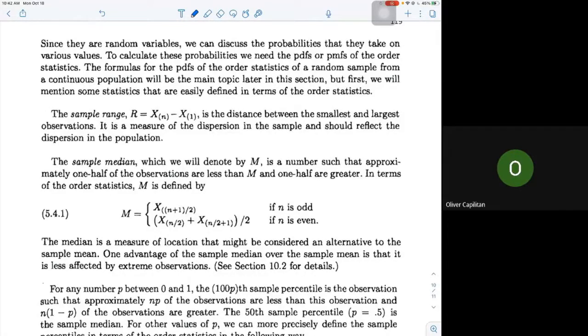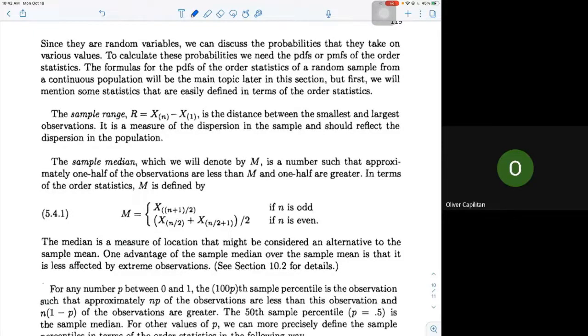We have the sample range denoted by R. It's actually the difference, the nth order statistic minus the first order statistic. It's the distance between the smallest and largest observations. So it's a measure of dispersion in the sample and should reflect the dispersion in the population.